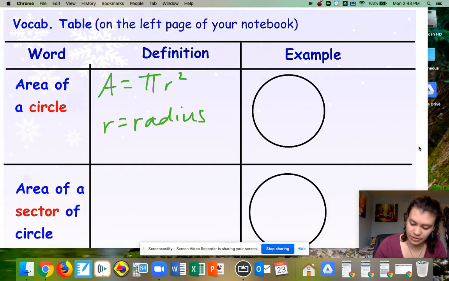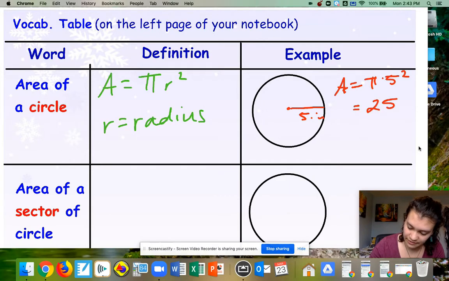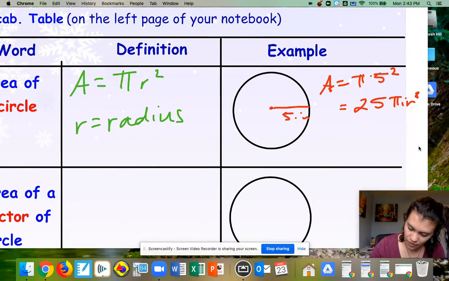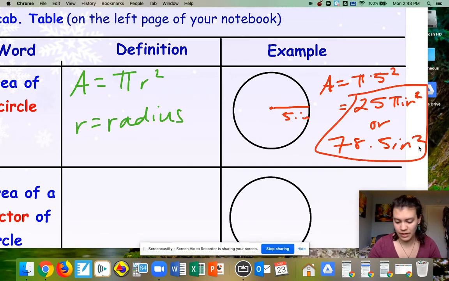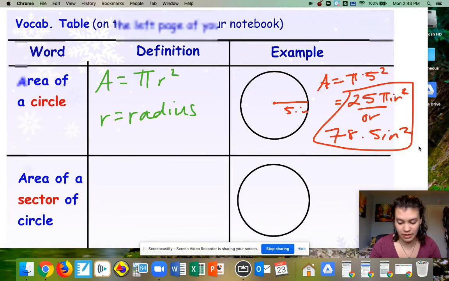On the circle over here, we're going to draw a radius in, and we'll label it 5 inches. So to find your area, you want to take pi times 5 squared. Then you can leave your answer as 25 pi inches squared. Or you can type it in and get 78.5 inches squared. So again, I said in a different video, if it asks for something in terms of pi, you want the answer with pi in it. If it wants a decimal, you want this part.